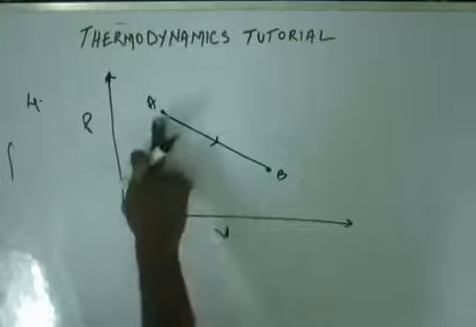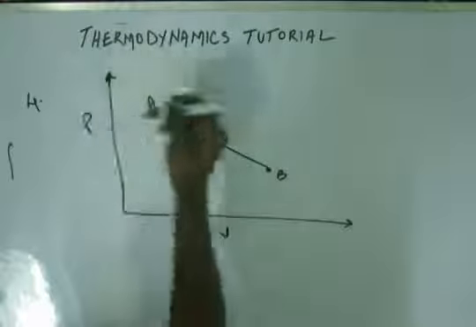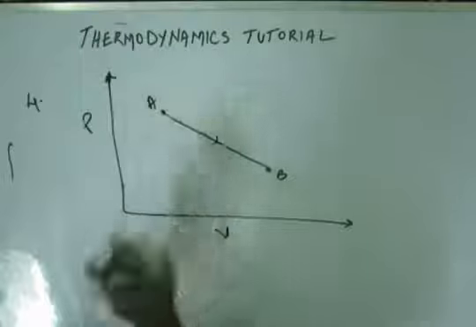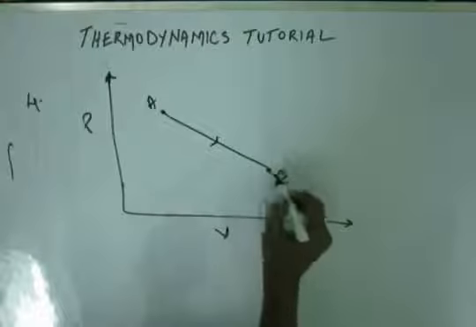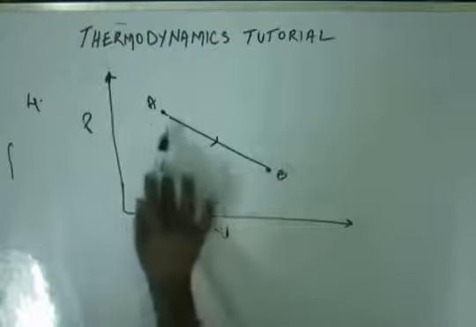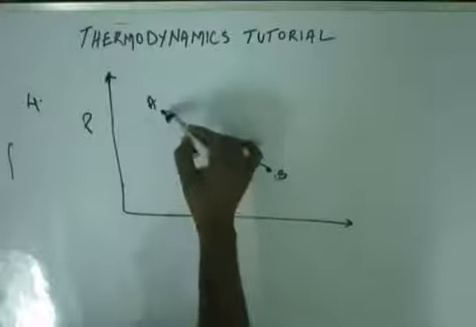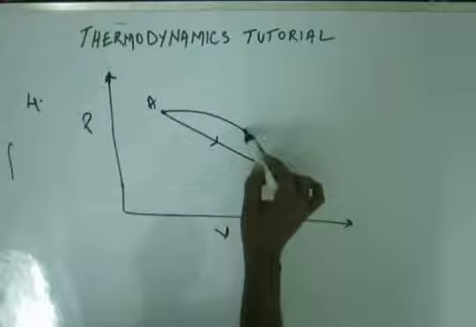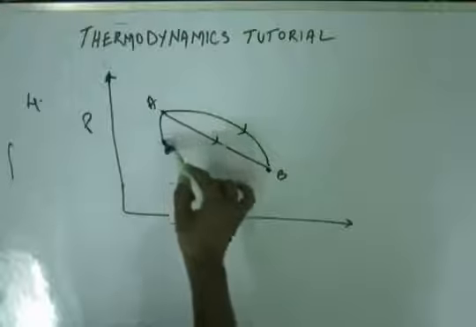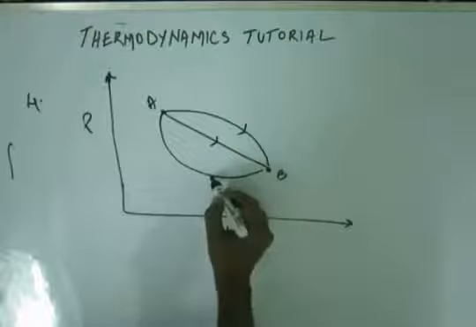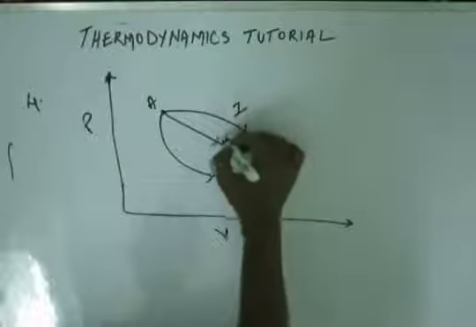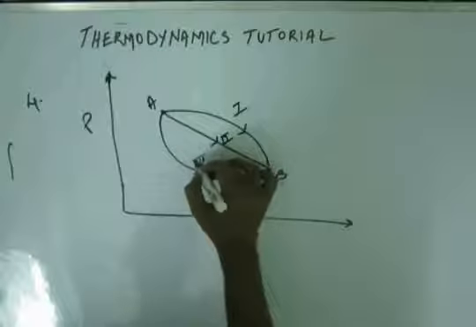There's a point A here. This means my system is at A. Now my system has moved from A to B, and it has followed this path. Another path could be like this, yet another path could be like this. So let's see, this is path 1, this is path 2, and this is path 3.